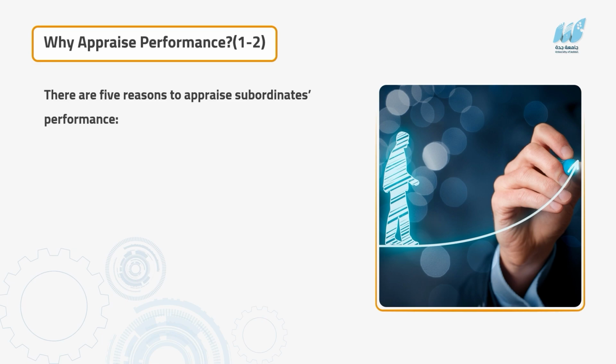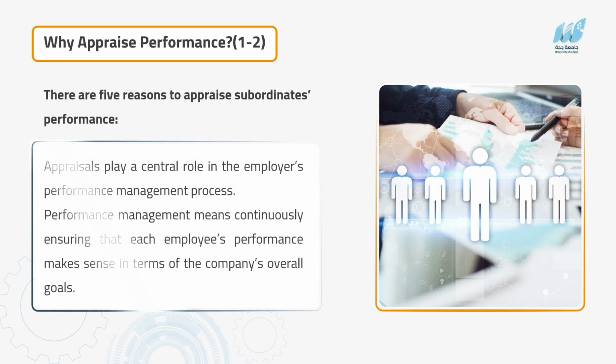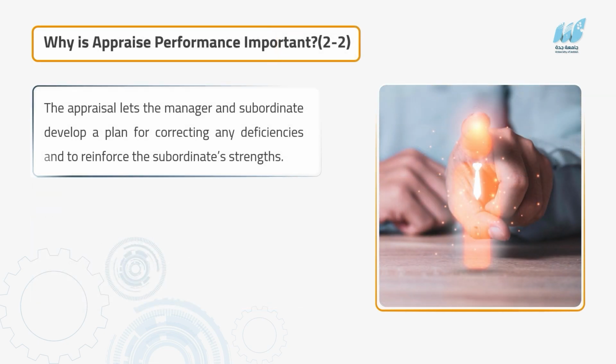Why appraise performance? There are 5 reasons to appraise subordinates' performance. First, most employers base pay, promotion, and retention decisions on the employee's appraisal. Appraisals play a central role in the employer's performance management process. Performance management means continuously ensuring that each employee's performance makes sense in terms of the company's overall goals. The appraisal lets the manager and subordinate develop a plan for correcting any deficiencies and to reinforce the subordinate's strengths.